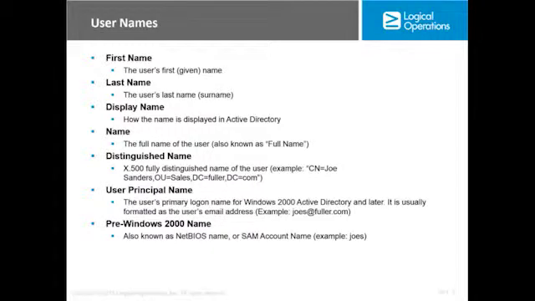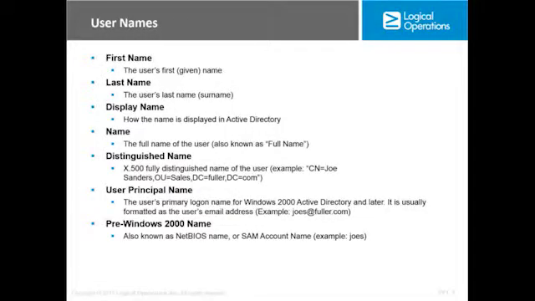The kinds of things that are going to be automatically generated and required inside of a user account when it's being created are shown on this slide. So you've got the first name, the last name, the display name. The display name is just how it appears in Active Directory. The name itself, when we just say name, we're really talking about putting together the first name and the last name to create the full name.